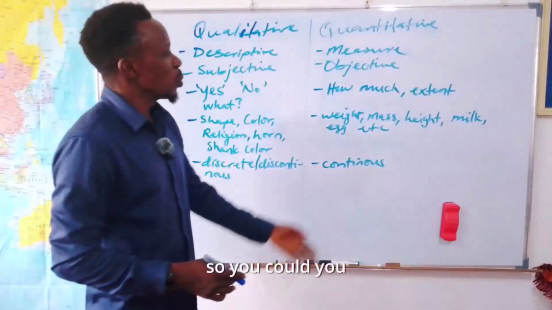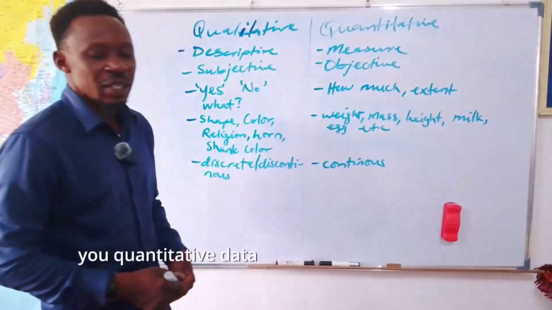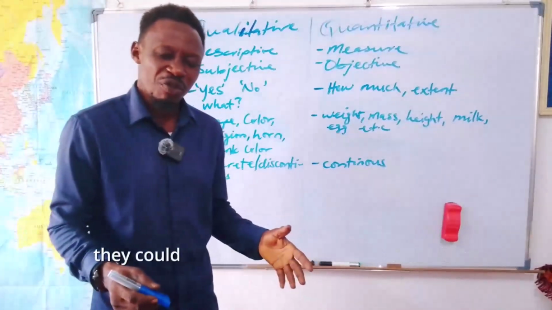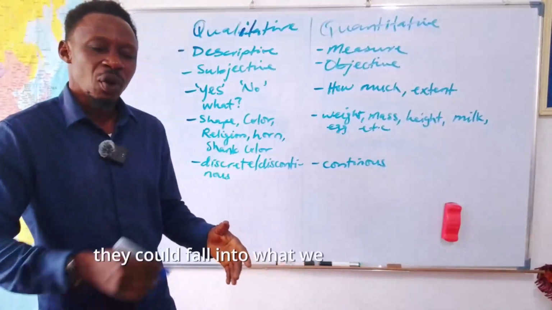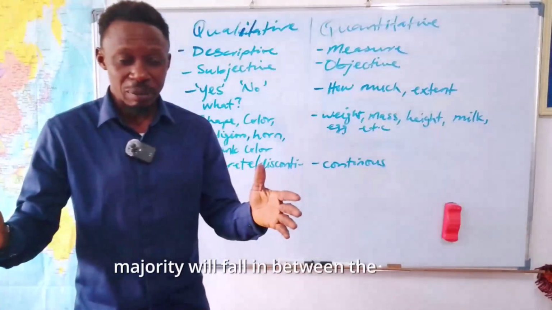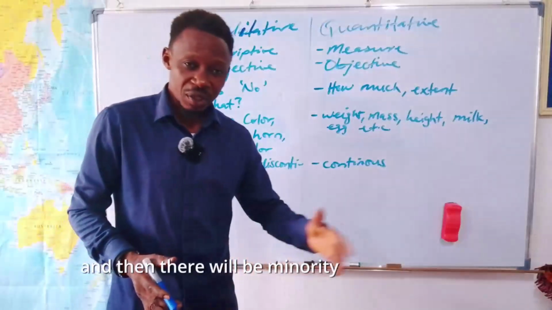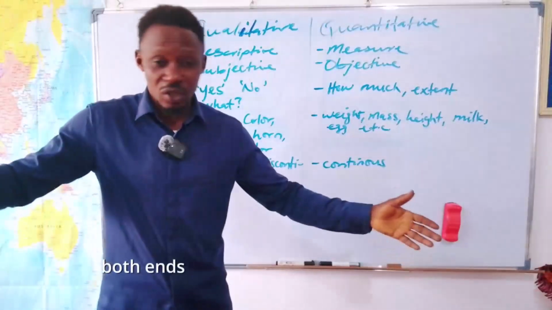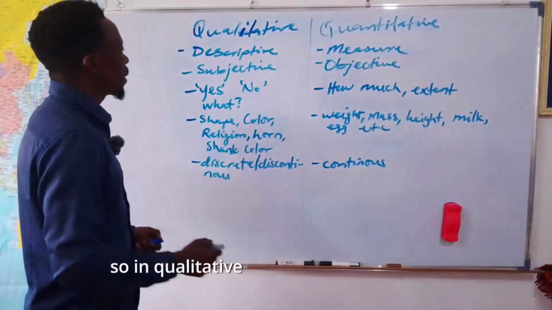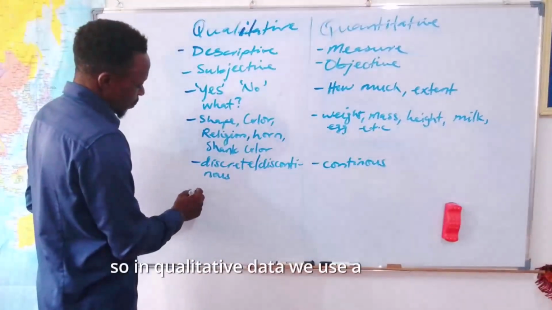So quantitative data or quantitative traits in a population could fall into what we call a bell-shaped distribution. The majority will fall in the middle, and then there will be a minority on both ends of the extreme spectrum. So in qualitative data, we use language.